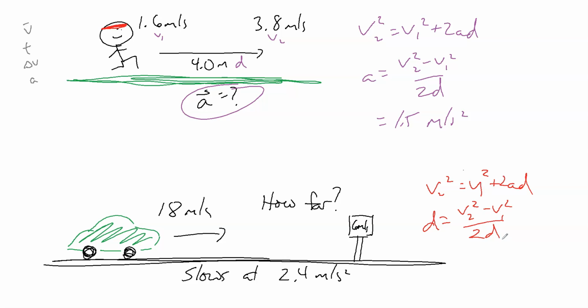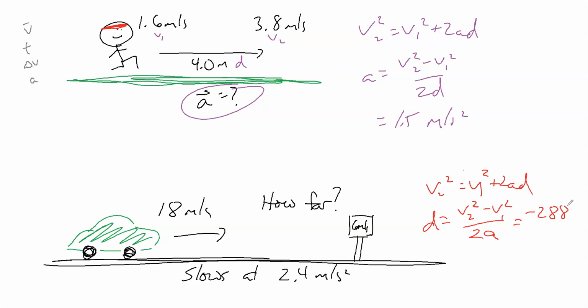Now, if we do the v squareds, okay, actually, oops, that should be an a, not a d. Fix that. There you go, that's better. So if we do that, if I do the v2 squared minus v1 squared, so I've got the 6 squared, I'm going to subtract that from the 18 squared. That gives me negative 288.